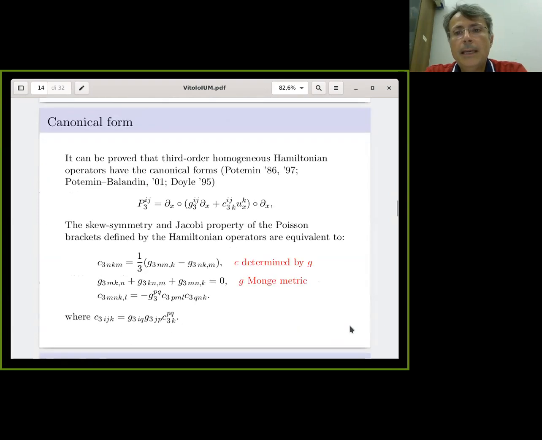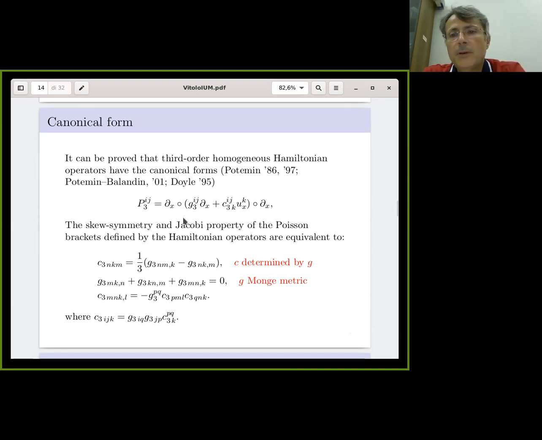Let us say something more about third order operators. I know that many of you already heard these things sometimes here in the seminar from me or from Maxime or from somebody else, but I will rehearse the very essential things. So all third order homogeneous Hamiltonian operators can be rewritten in a canonical form, which is here.